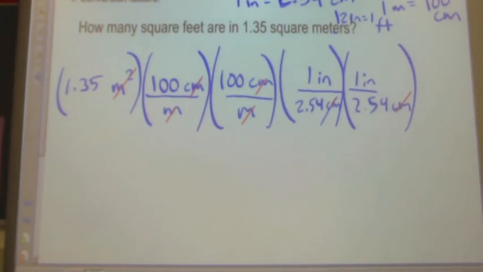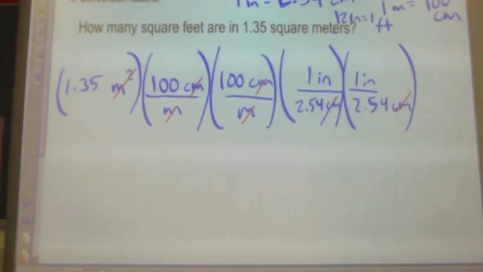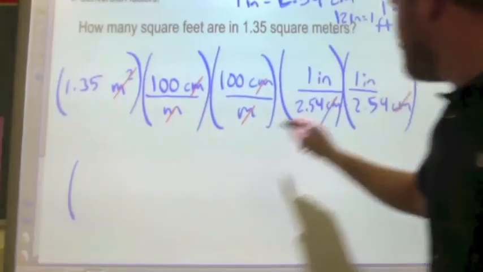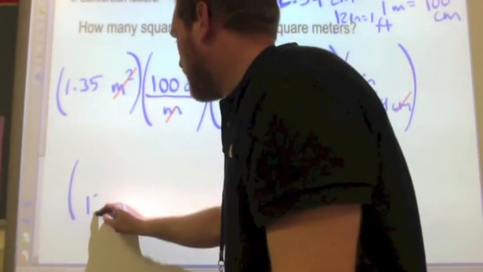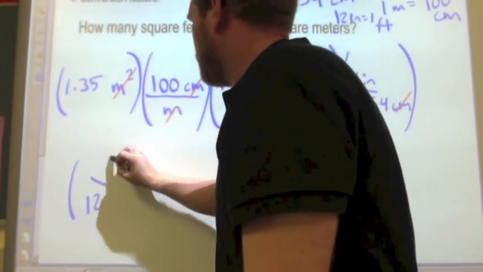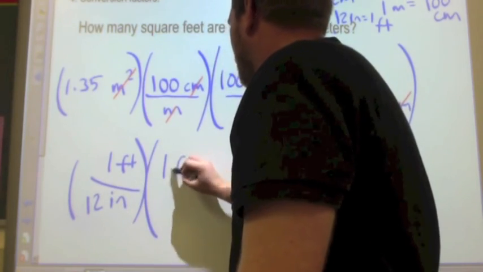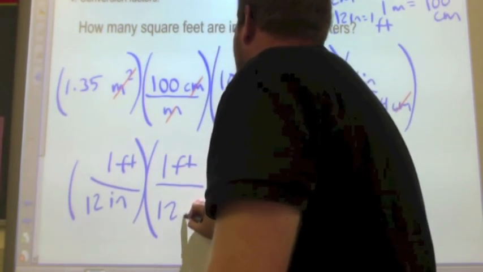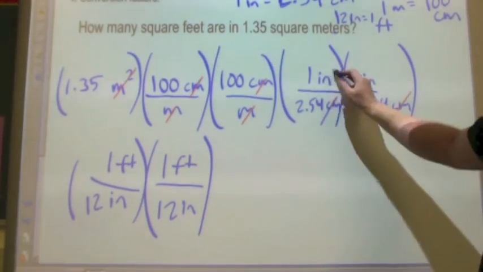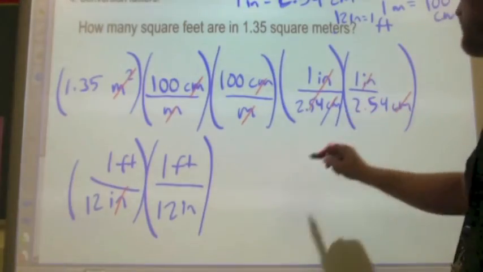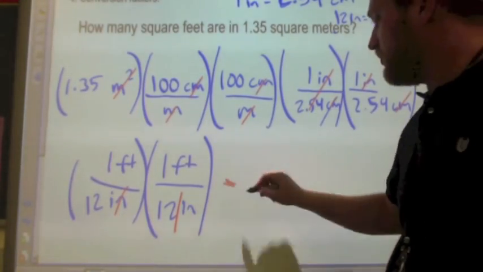So now I'm in square inches. We're looking for square feet. Well, inches to feet is 12 inches in a foot. So I have inches on the top. I want to cancel my inches by saying 12 inches on the bottom, 1 foot on top, 1 foot on top again, 12 inches on the bottom. Okay. Inch cancels inch, inch cancels inch. We're left with foot times foot, which is square feet, which is what we want.